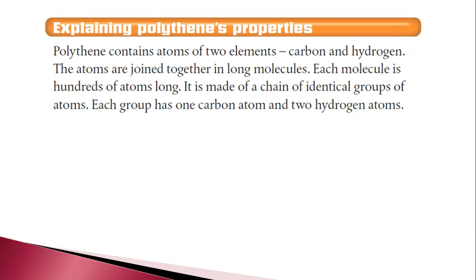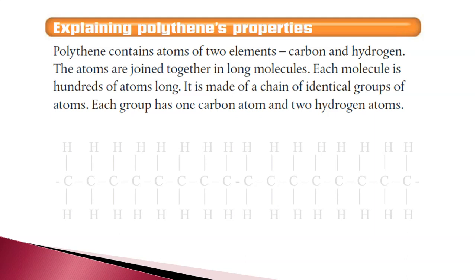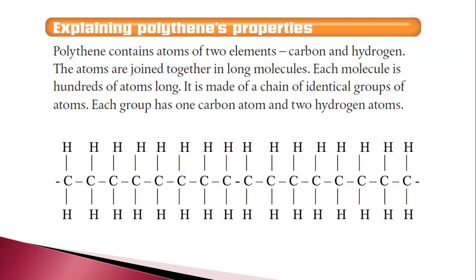Explaining polythene's properties. Polythene contains atoms of two elements, carbon and hydrogen. Actually, this is the structure of a polymer, especially polythene. Don't get confused. It's not difficult. It's easy only. I'll explain. The polythene contains atoms of two elements, carbon and hydrogen. It has one carbon and two hydrogen.